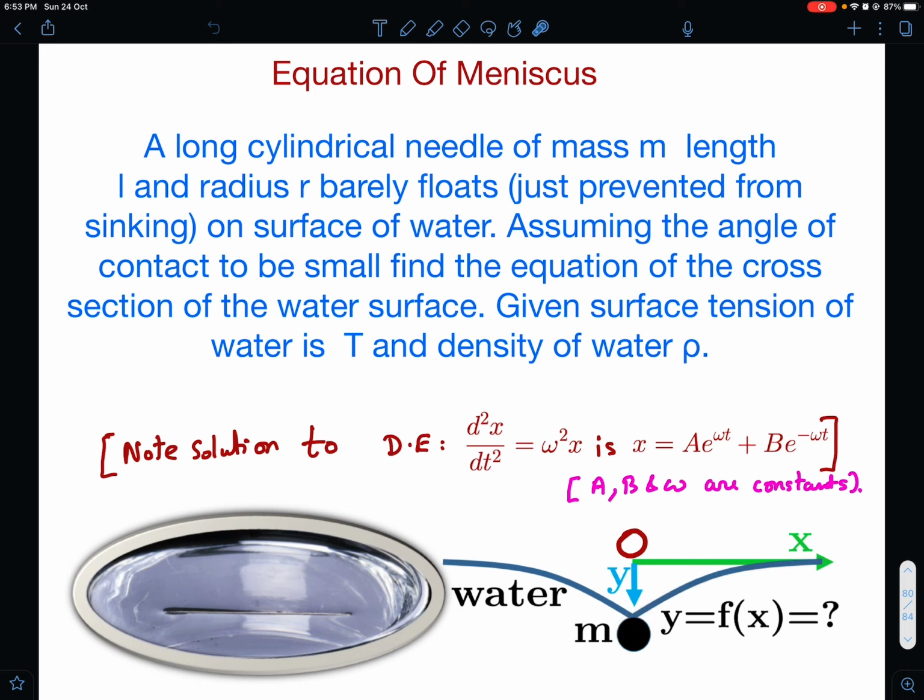What is given is that the angle of contact is small, so you can take it to be much smaller than 1, in terms of radians, of course, much less than 1 radian. Given the surface tension of water is T and the density of water is rho. If you want, you can try this out for some time, and you will need a solution to a differential equation. So the mathematical part I've given you.